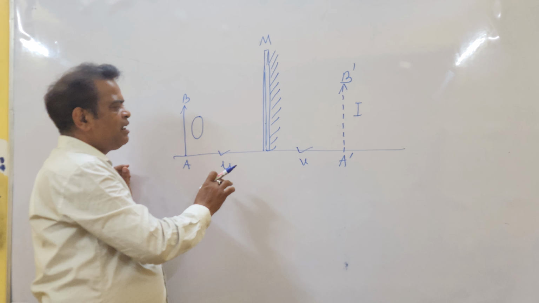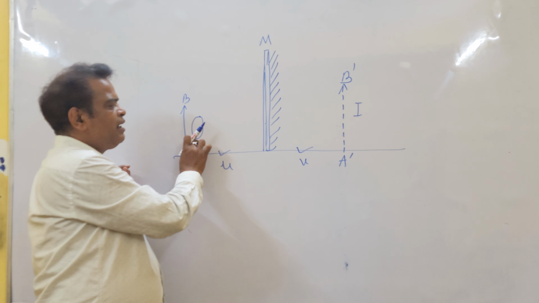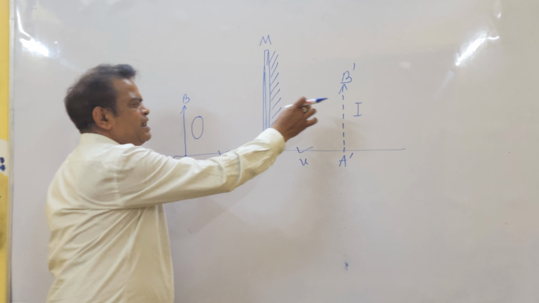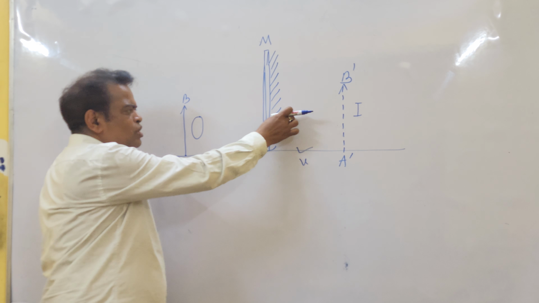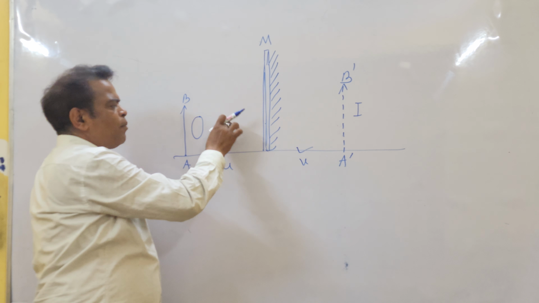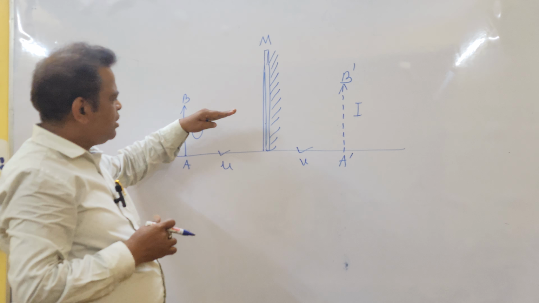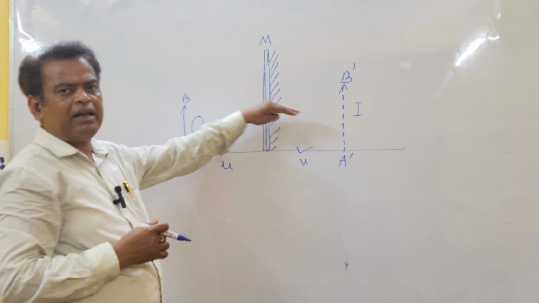It means if an object moves with a speed u, then its image also moves with the same speed u toward the mirror, and with the speed of 2u toward the object. Because these two distances are equal.